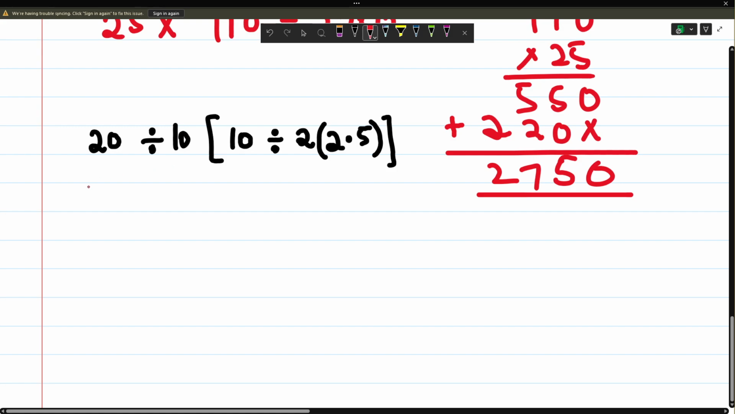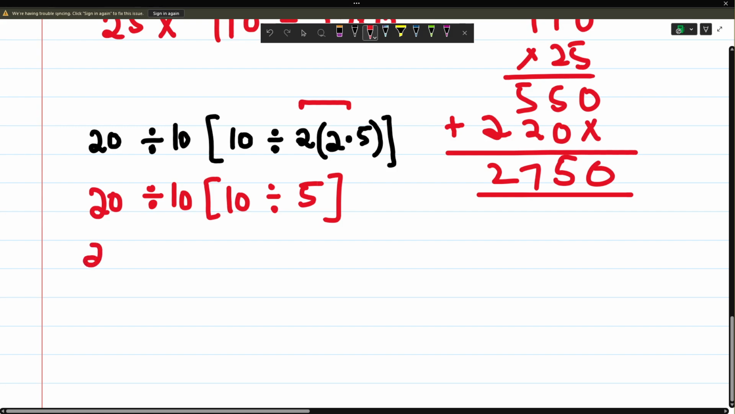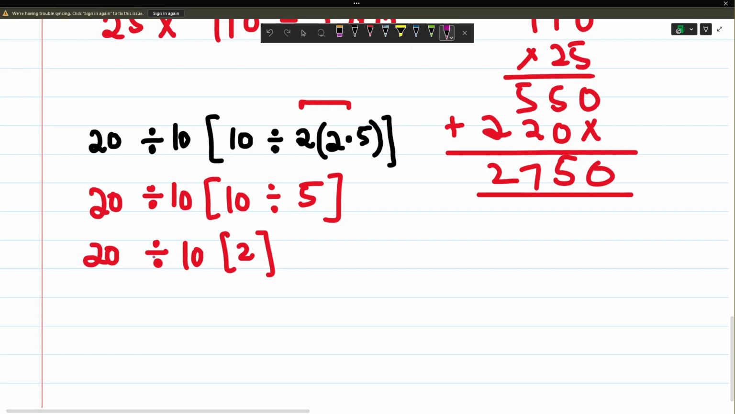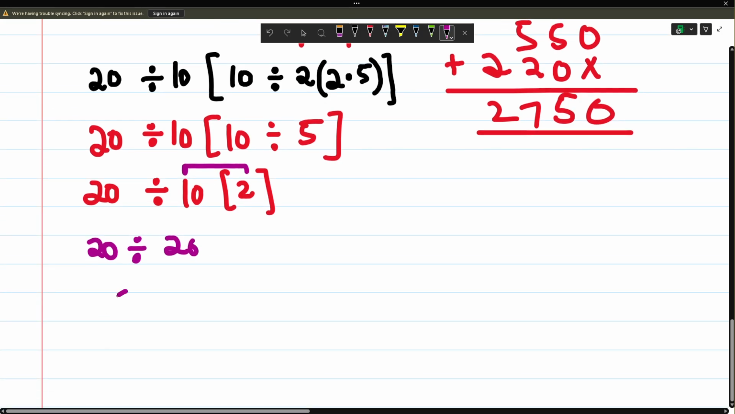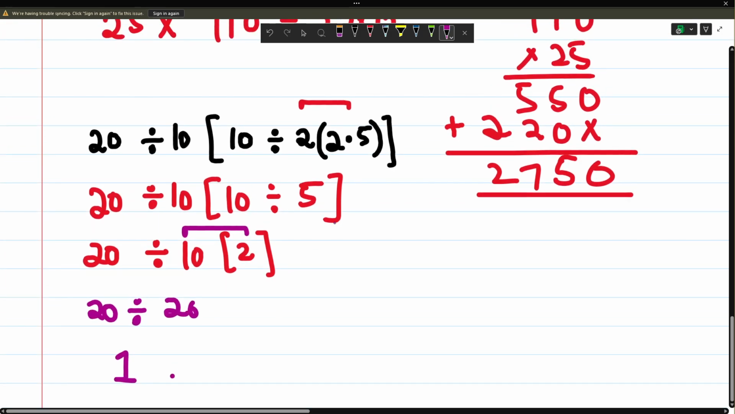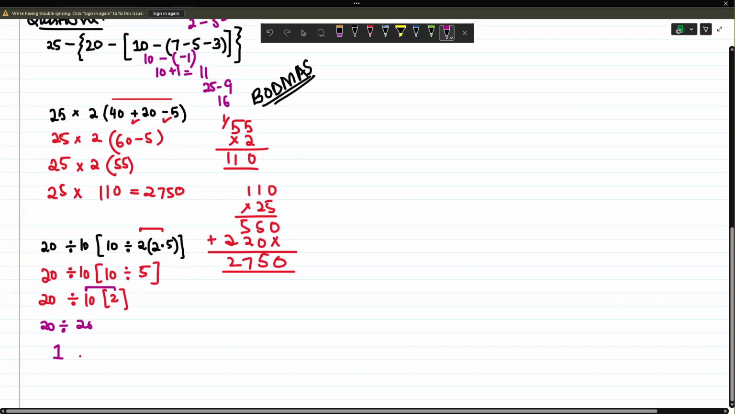Acha. Finally, last question में you get 20 divided by 10 bracket 10 divided by, first you are going to solve this bracket. 2 into 2.5 is 5, right? So 20 divided by 10 and 2, because 10 divided by 5 is 2, right? Now we're going to solve this bracket, right? So 20 divided by 20 and the answer is 1. So these are the three answers to these three basic BODMAS questions.